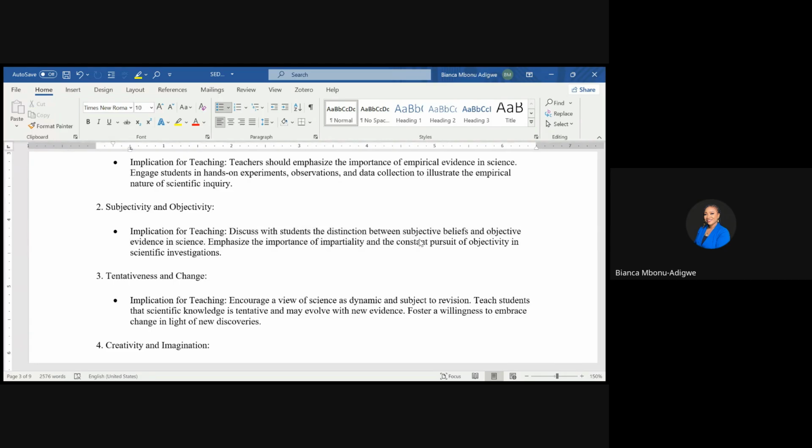So you should be able to clear such misconceptions. The next one is tentativeness and change. Science changes. I've mentioned that earlier. It is dynamic. It is subject to revision.